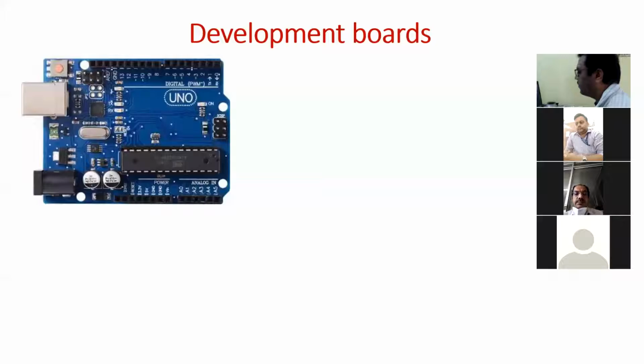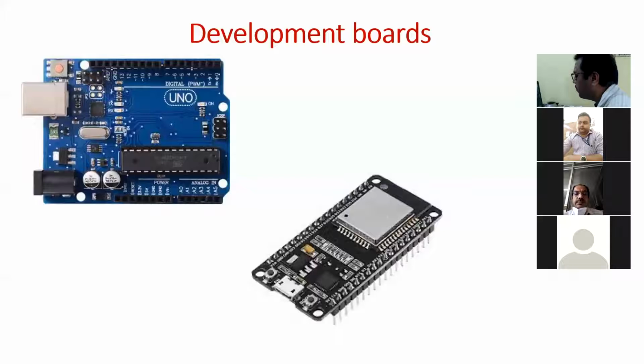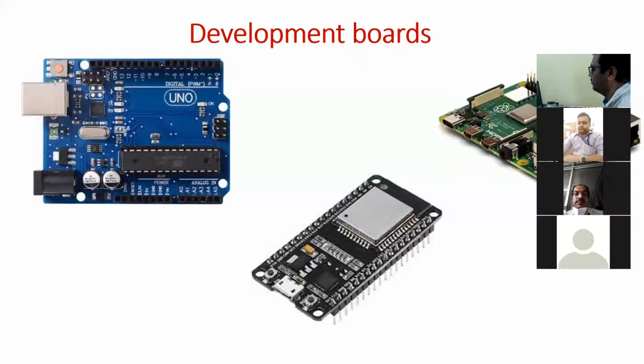So this is one board called the Arduino Uno board. Okay. So this is another board called the ESP32 board. This is also similar to the Uno board, but it has some extra features. And this is the well-known Raspberry Pi board. So which board to use? Again, it depends upon the problem you are going to solve. So based on your problem statement, you have to select boards and you have to select sensors. Okay, the two things are clear.